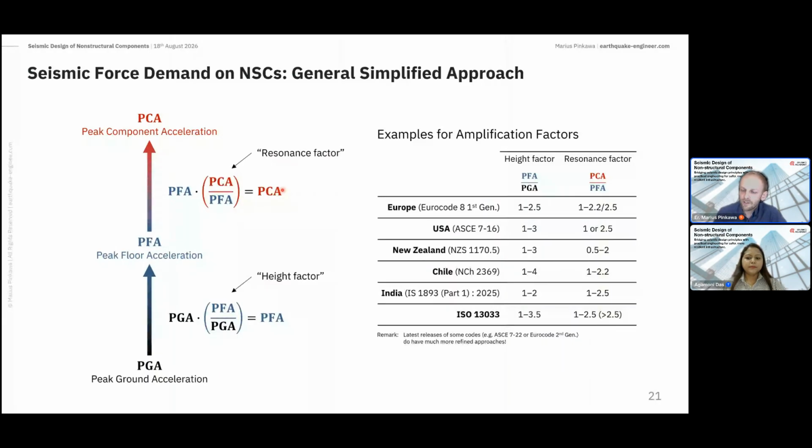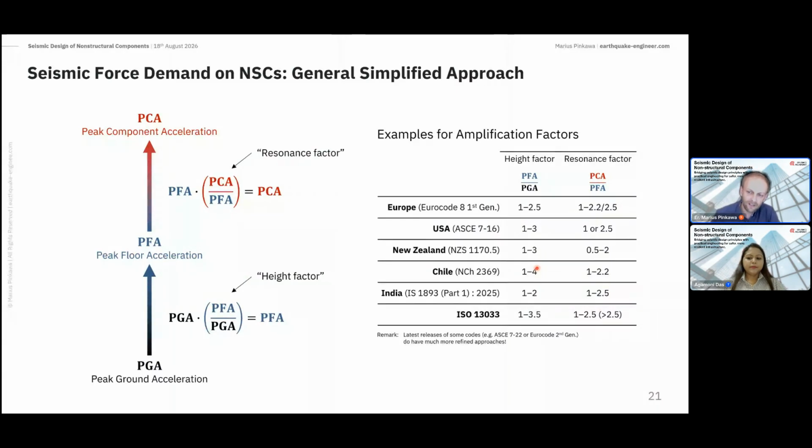So all of these codes apply this simplified approach, but in detail, the factors are a bit different. In India, it's a maximum of 2. In Chile, it is 4. So there is no final solution, or we don't agree in several countries. We agree on the concept because it is a very simple one, but we finally don't agree on the concrete or specific value. So this also shows that we are lacking some understanding, and it's much based on engineering assumptions.